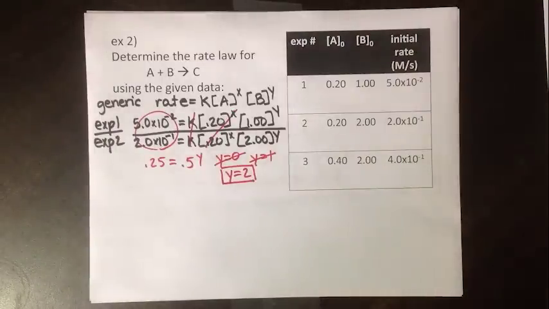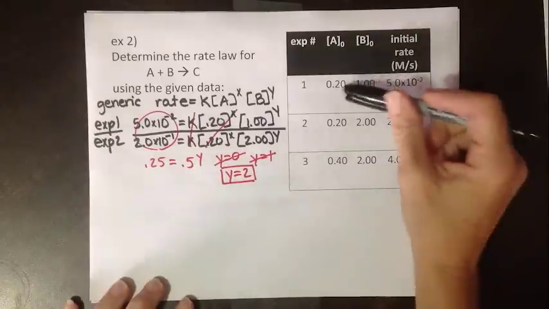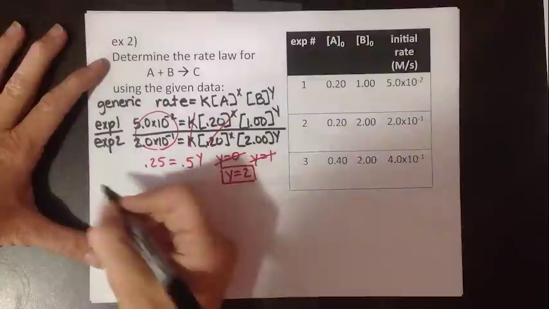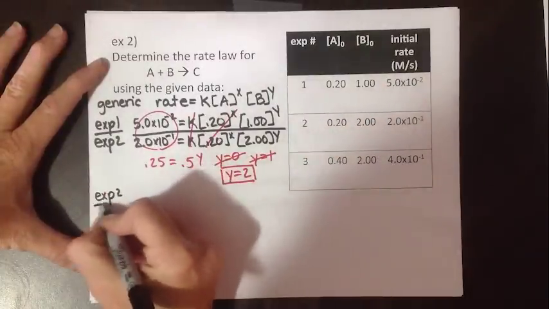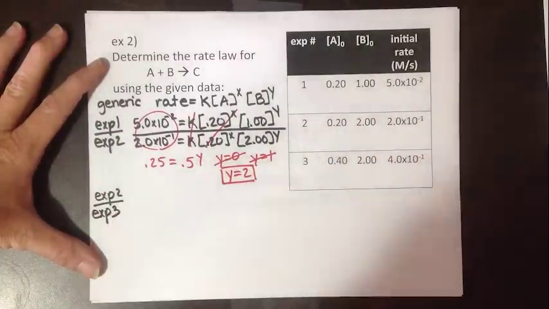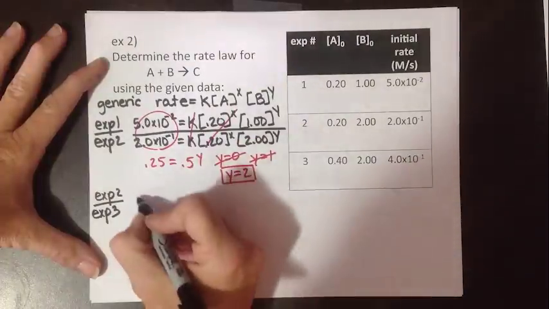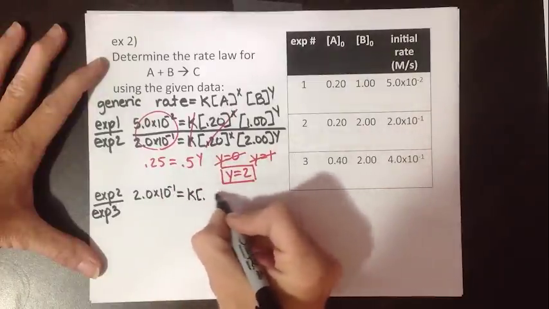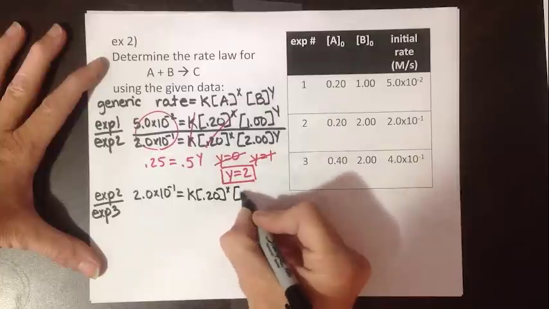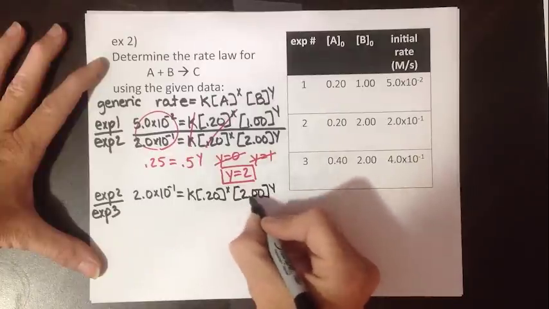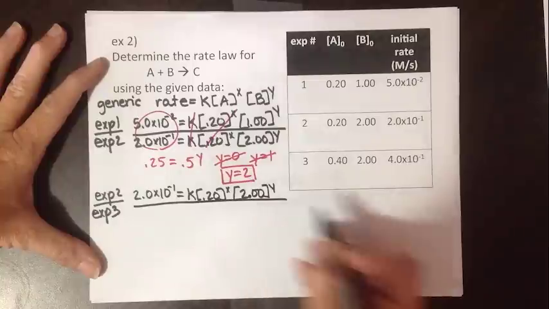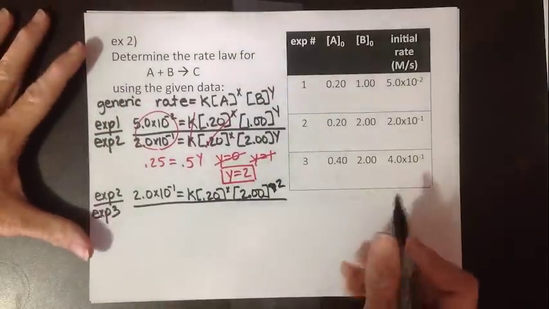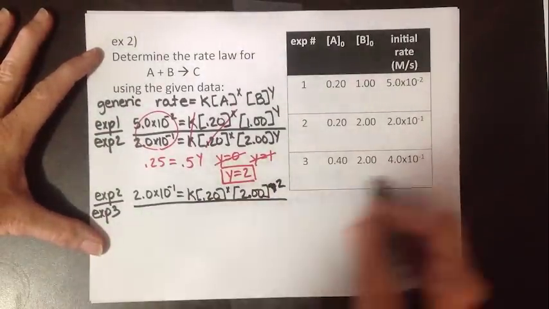So we just did one where A cancels. Now let's see if we can get one where B cancels. And I see experiment 2 and 3. So I'm going to take experiment 2, divide it by experiment 3, and do all this again. So here goes. And since I already determined y, why don't I go ahead and change that to 2? Just feels like I worked hard for that. I should use it. Experiment 3.